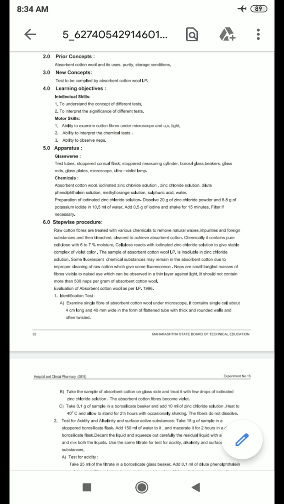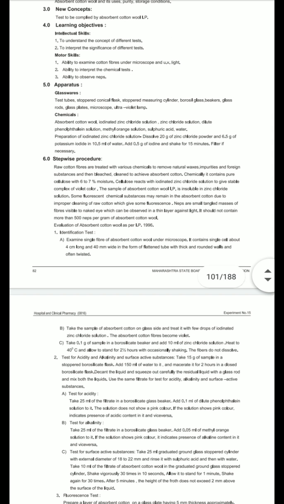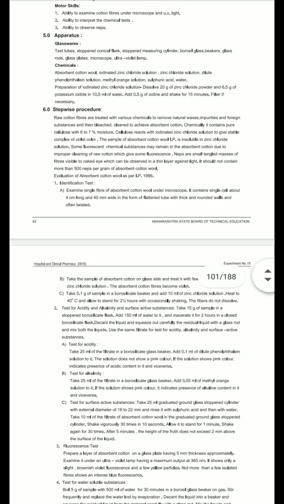Evaluation of absorbent cotton wool as per IP 1996. First is the identification test. A: Examine a single fiber of absorbent cotton wool under the microscope. It contains a single cell about 4 cm long and 40 micrometers wide, in the form of a flattened tube with thick and rounded walls, and often twisted.